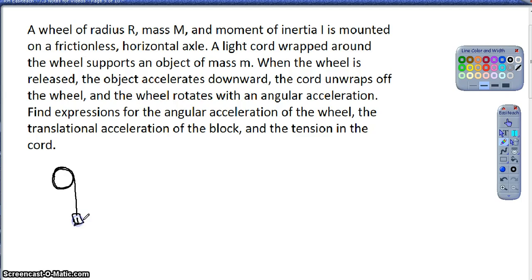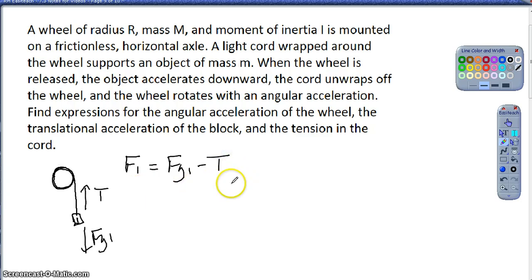I'll call this mass 1 just to distinguish that, and I would still start this problem by finding the net force on that first mass. Once I release the wheel, I know the force of gravity on that first object is going to be pulling downward, and the tension is going to be pulling upward. So my net force on that first object is the force of gravity pulling down minus the tension pulling upward. So this is my equation: ma equals mg minus tension. So in this case, it's got an equation set up.